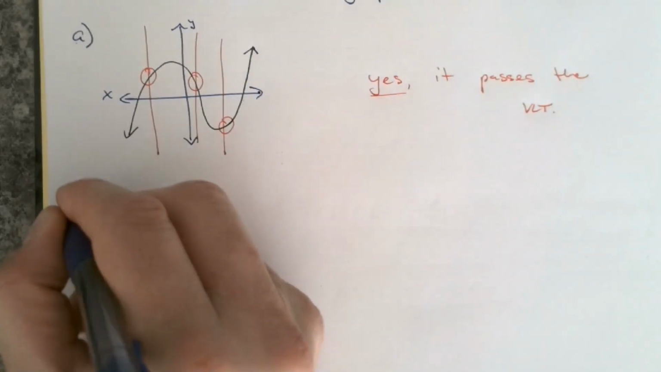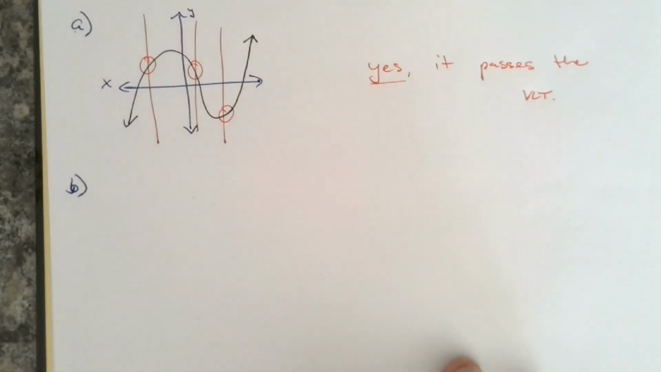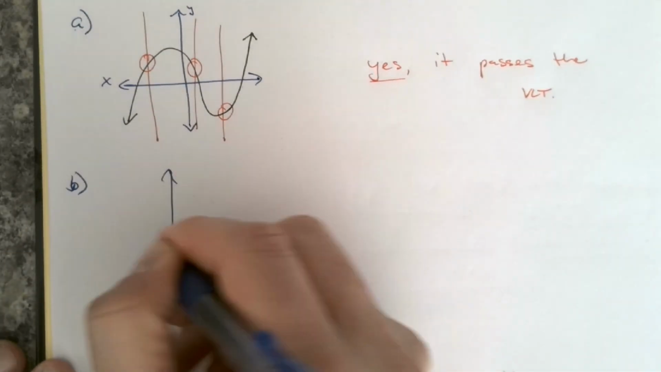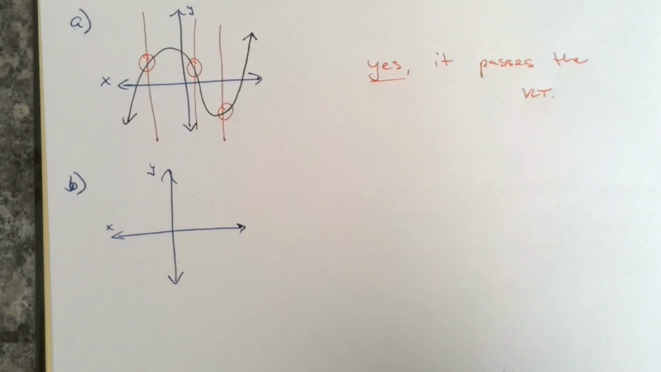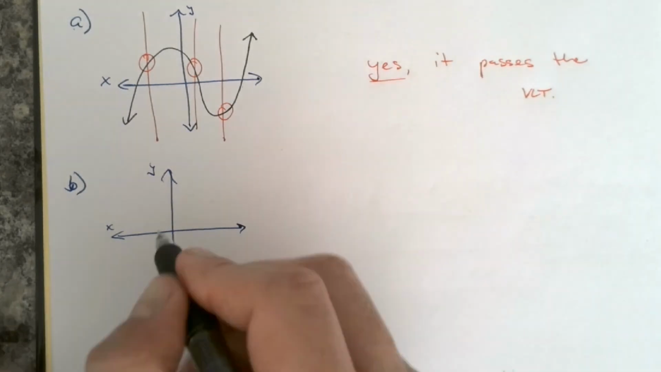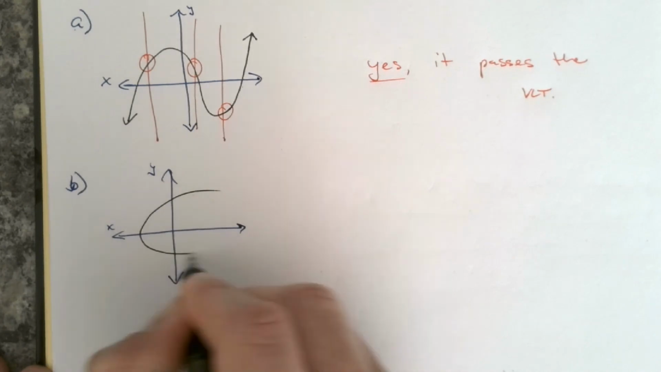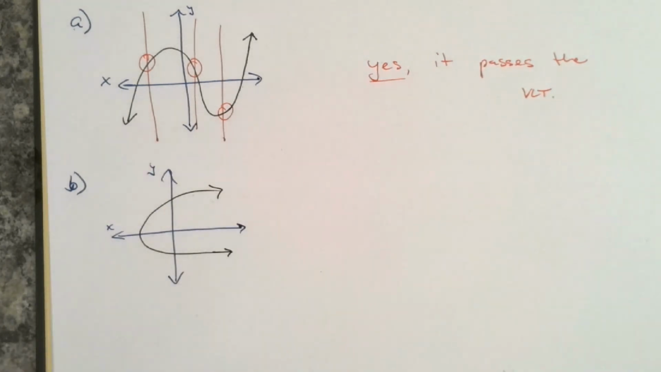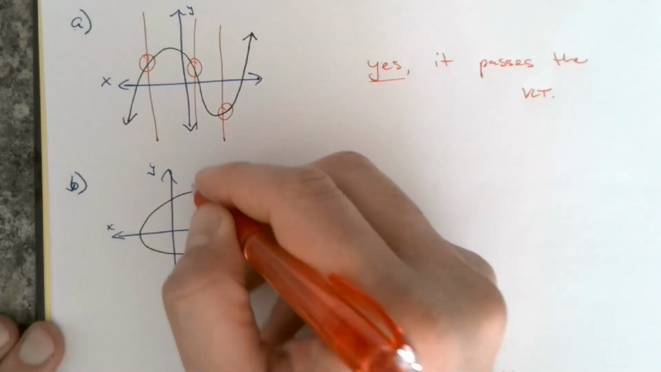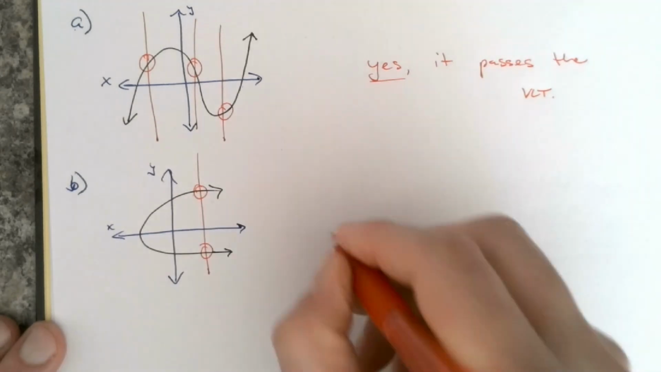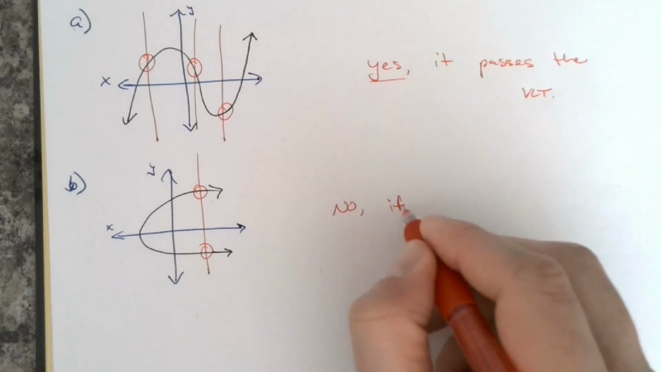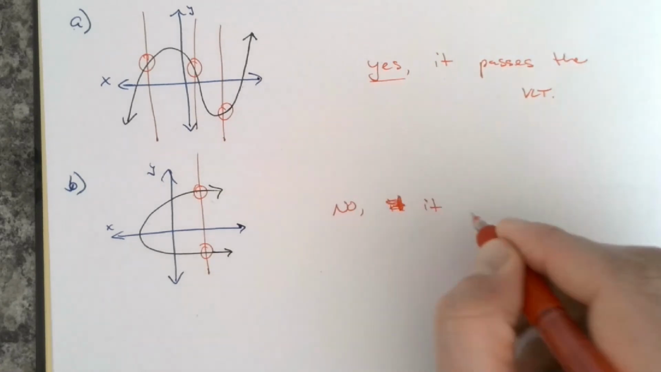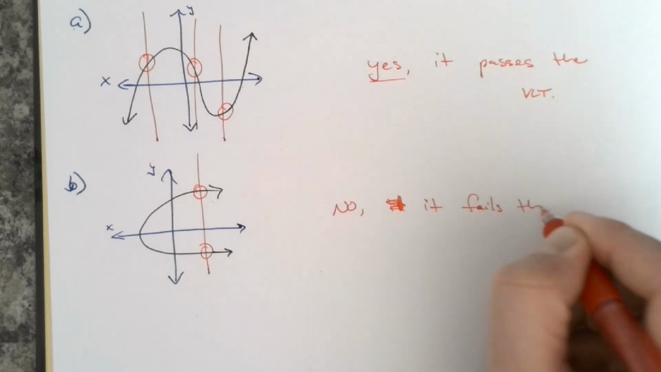Let's take a look at another one. Call this one letter B. If I draw an x and y axis here, here's x, here's y, and I'll draw this graph that looks like this, like a sideways parabola type shape. The answer here by the vertical line test is to draw a vertical line. That one hits twice, so the answer is no, it's not a function. It fails the vertical line test.